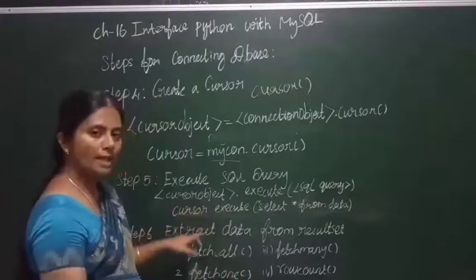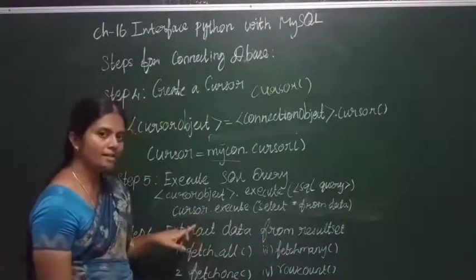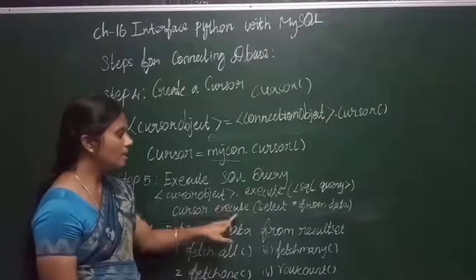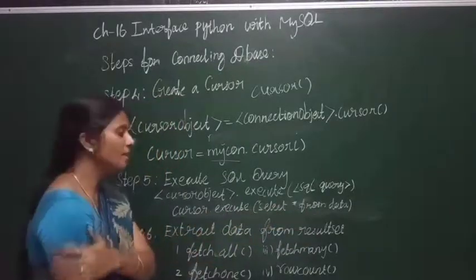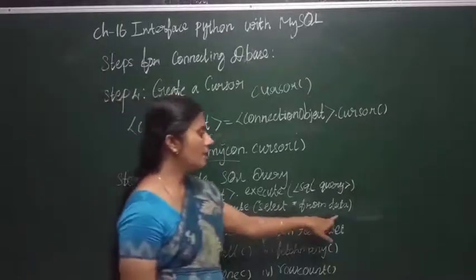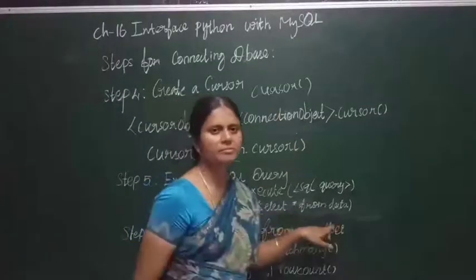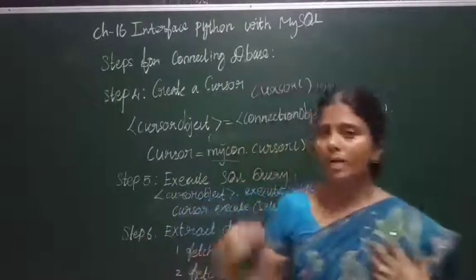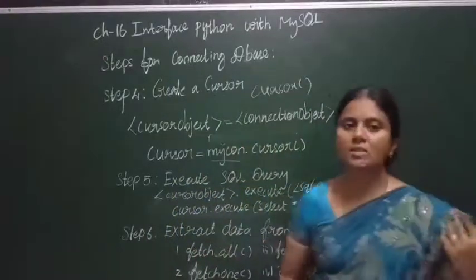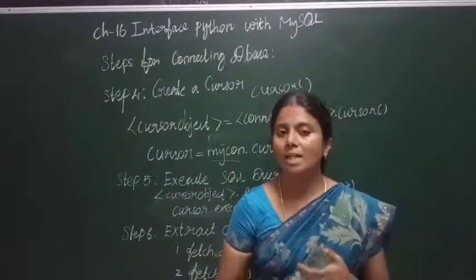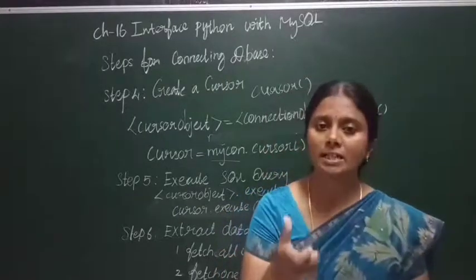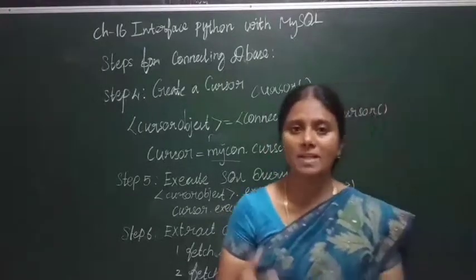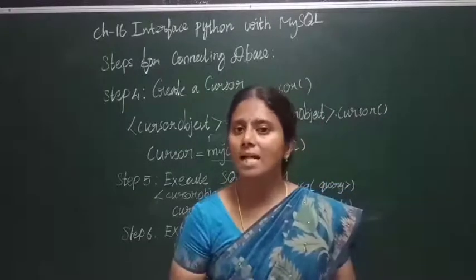For example, cursor dot execute select star from data. Select star from data, where data is a database name. What is the result of this query? It will retrieve all the records of the database data and it will display the result.